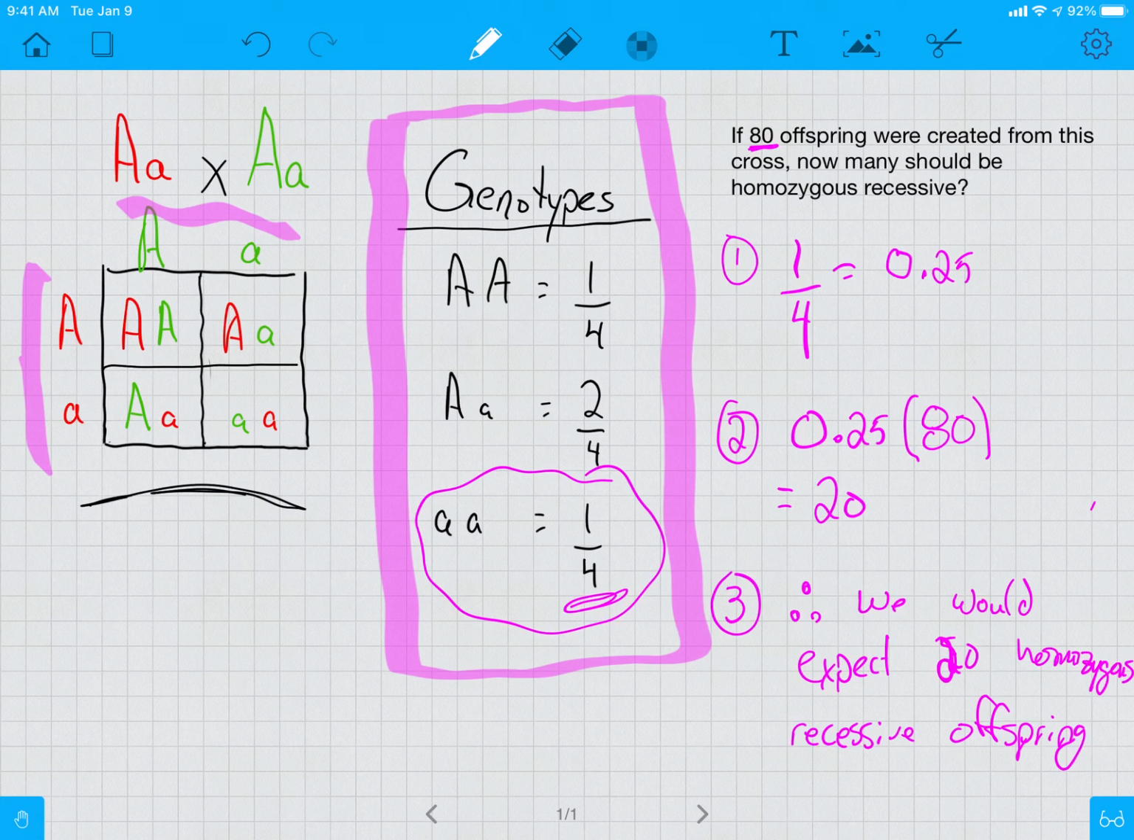Again, we're going to start by taking our proportion and converting it to 0.25. We're going to take that number and multiply it against the number that we're making our prediction about, and then we're just going to make a concluding statement. So that's our lesson on how to use proportions to make predictions about a population.